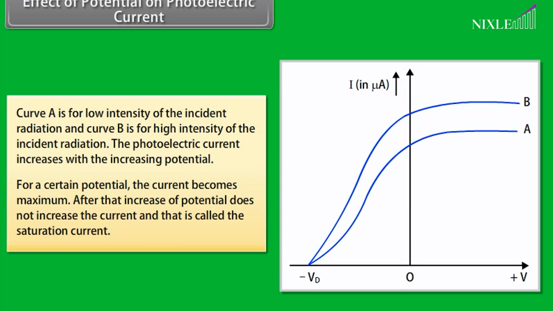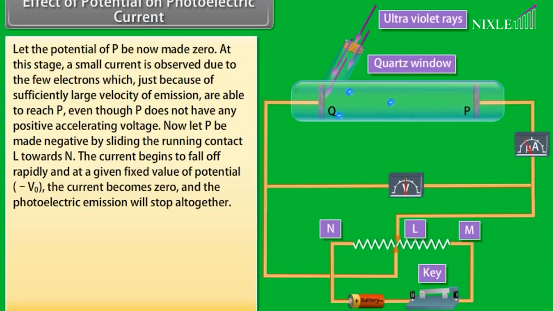Now let P be made negative by sliding the running contact L towards N. The current begins to fall off rapidly, and at a given fixed value of potential, minus V0, the current becomes zero, and the photoelectric emission will stop altogether. This voltage, V0, is called the stopping potential.